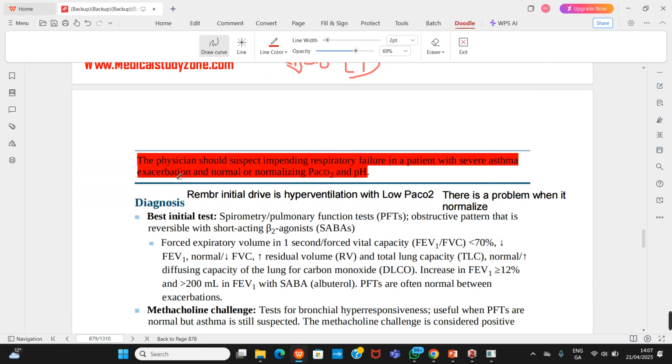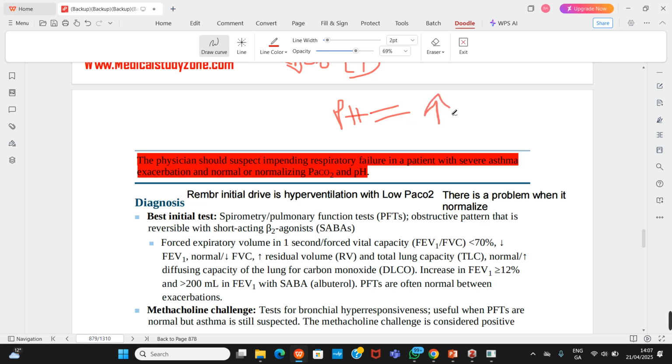We should suspect impending respiratory failure in a patient with severe asthma with a normal or a normalizing PaCO2 and pH. Of course, we have talked about this. Let us say that somebody is having asthma. If the person is hyperventilating because of the asthma, the amount of CO2 in the blood is supposed to be low. That means that the pH is supposed to be high, ideally.